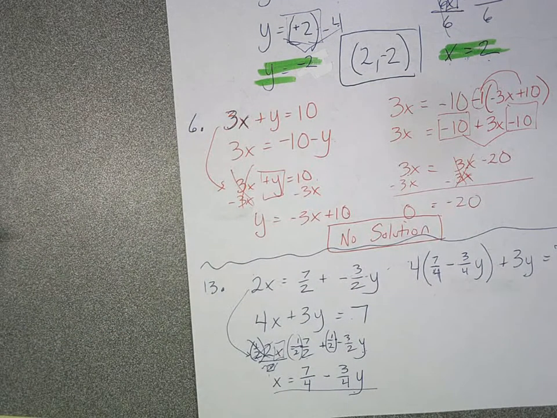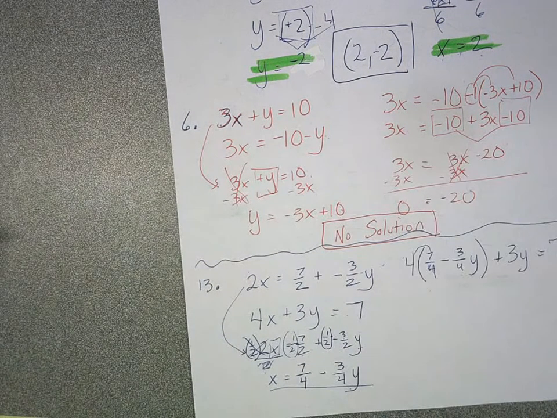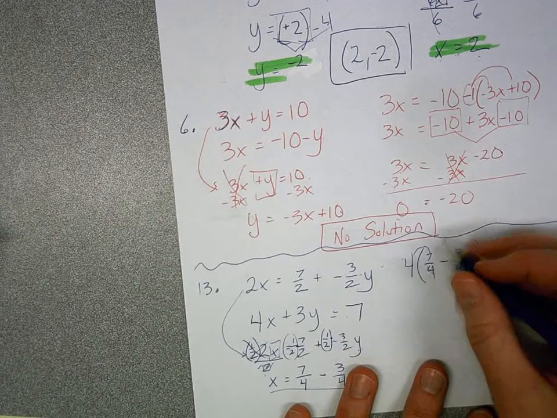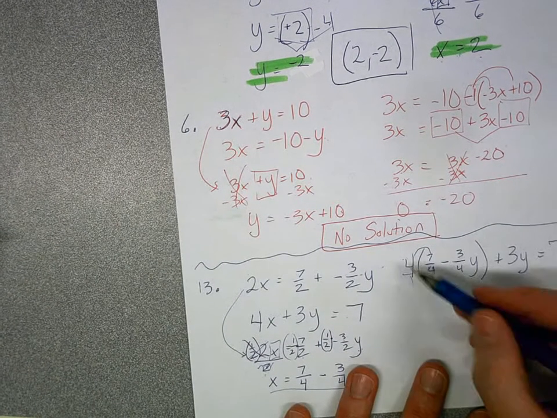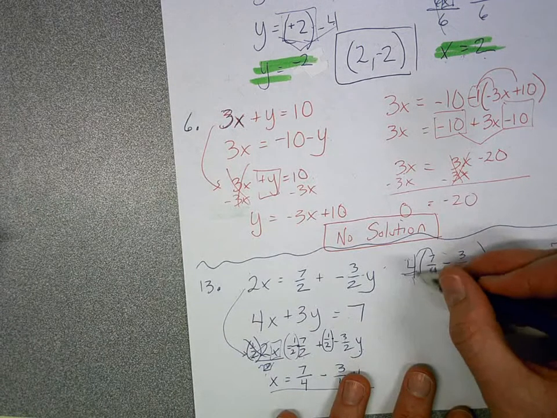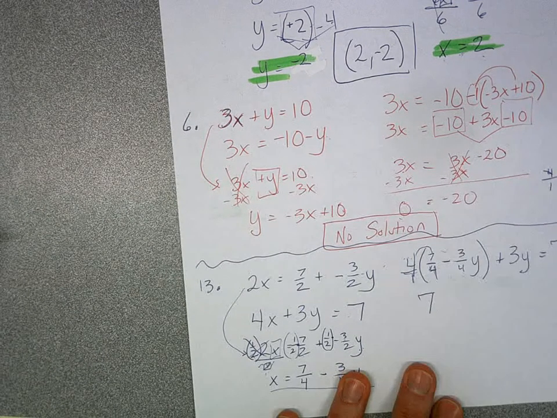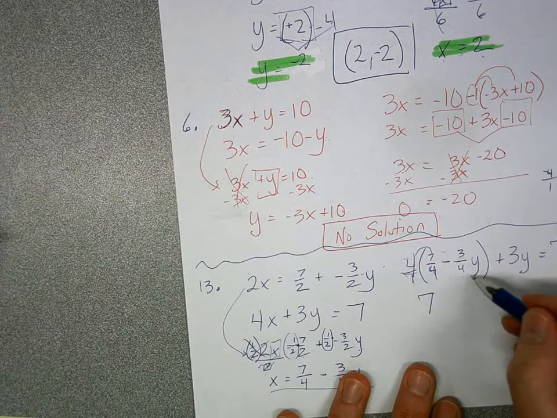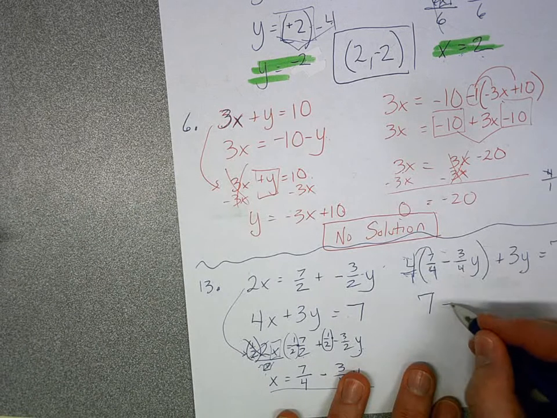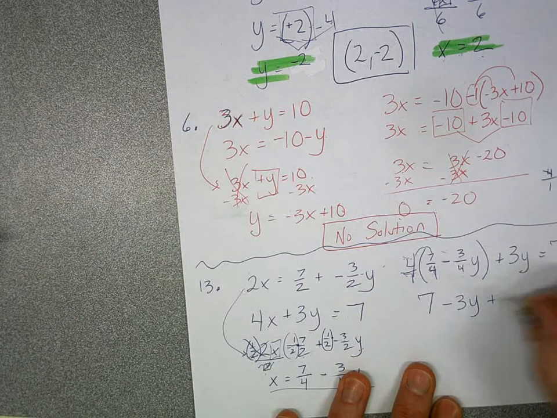Now, distributive property. 4 times 7/4, guys, is what? 4/1. Don't the 4's cross cancel? I end up with... Okay, do we not see what I'm talking about? 4 times 1 times 7/4. The 4's cancel out. We end up with a nice clean 7. Same thing happens here. 4's cancel out. I end up with a negative 3y. Plus 3y equals 7.